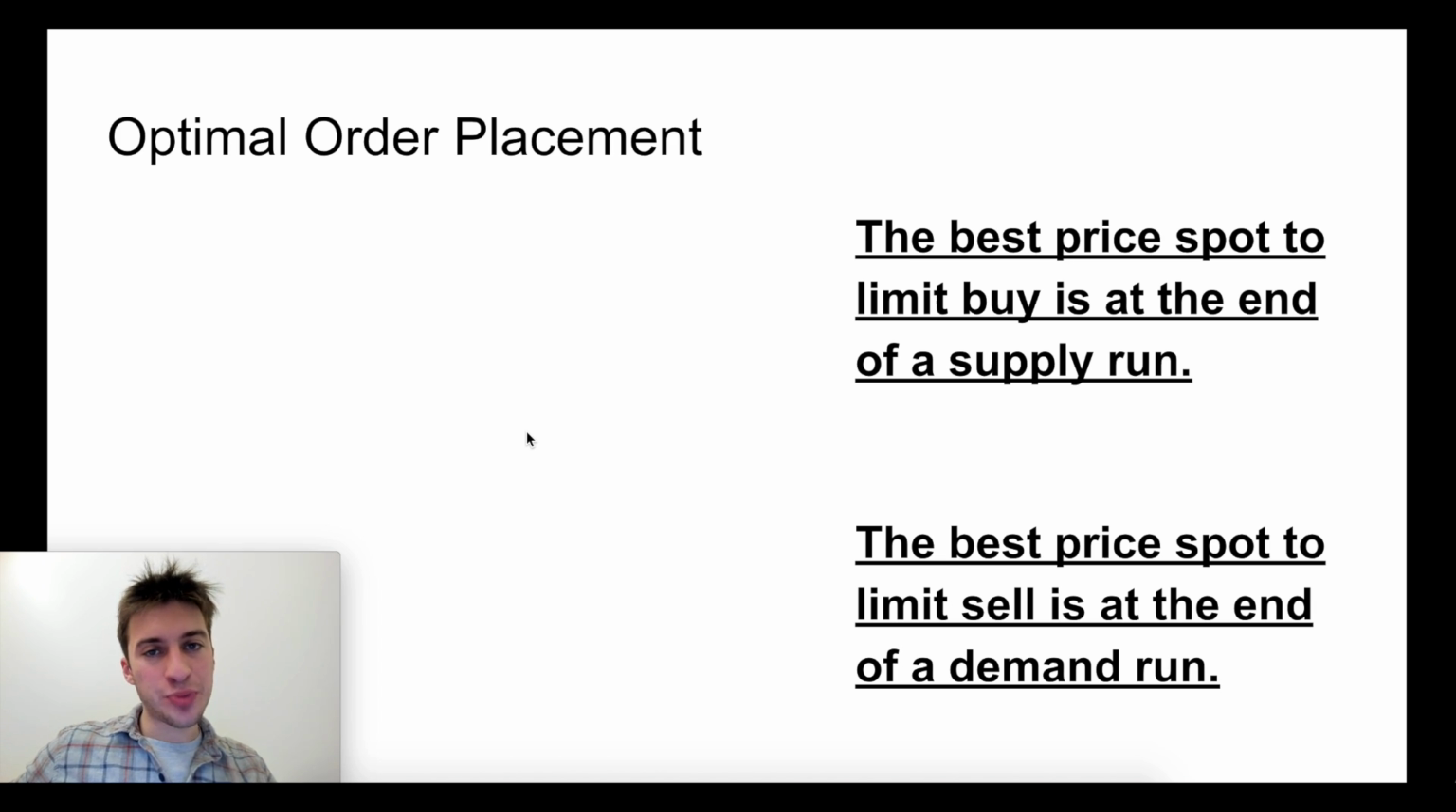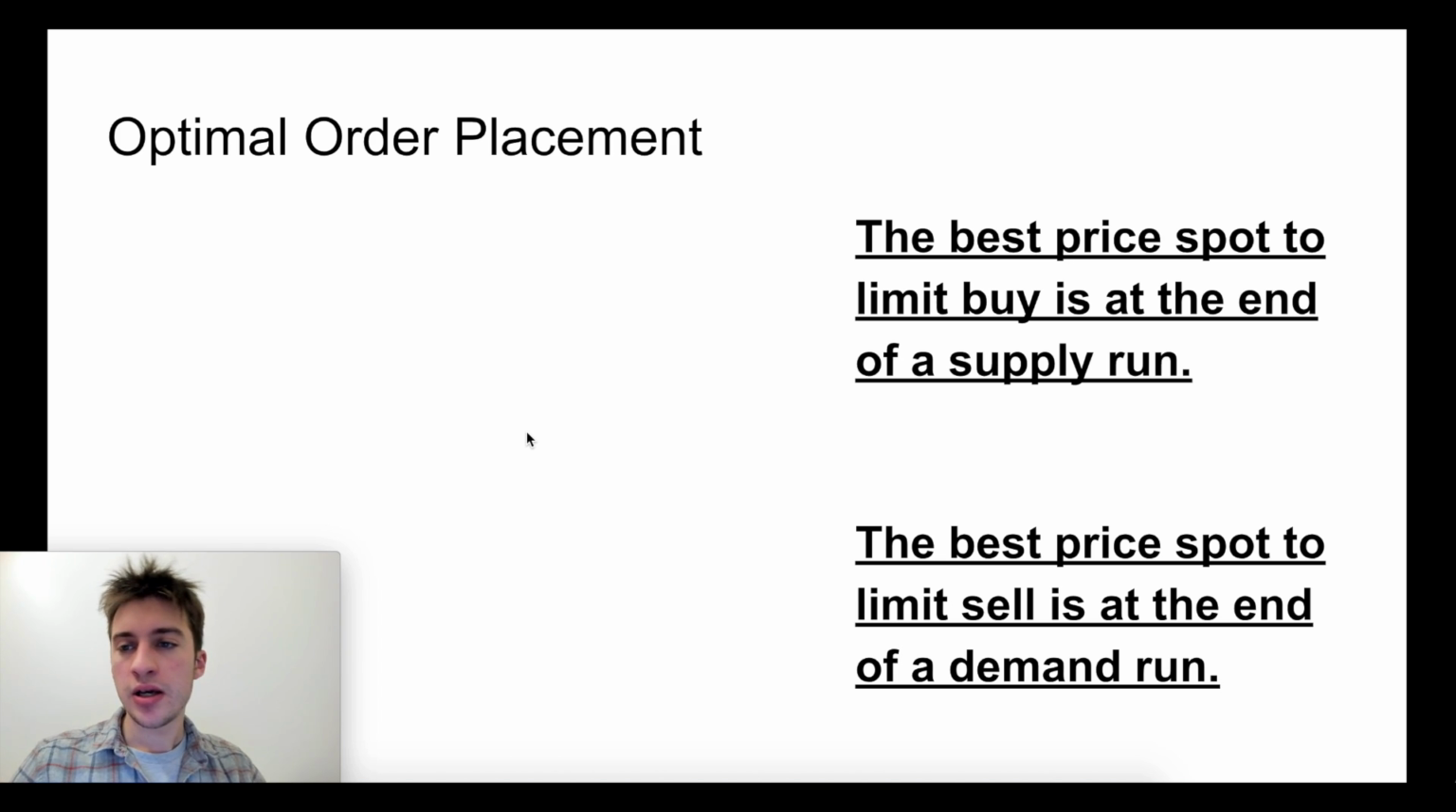Now, the best price spot possible to limit buy in, ever really, is at the end of a supply run. You want to limit buy when the very last of the sellers sell. Then you're buying the market bottom, theoretically. And you want to sell when the very last of the market buyers are market buying. Then you can sell at the very top. So what you need to do here is spot and interpret a supply run, spot and interpret a demand run, and be able to place your limit orders accordingly.